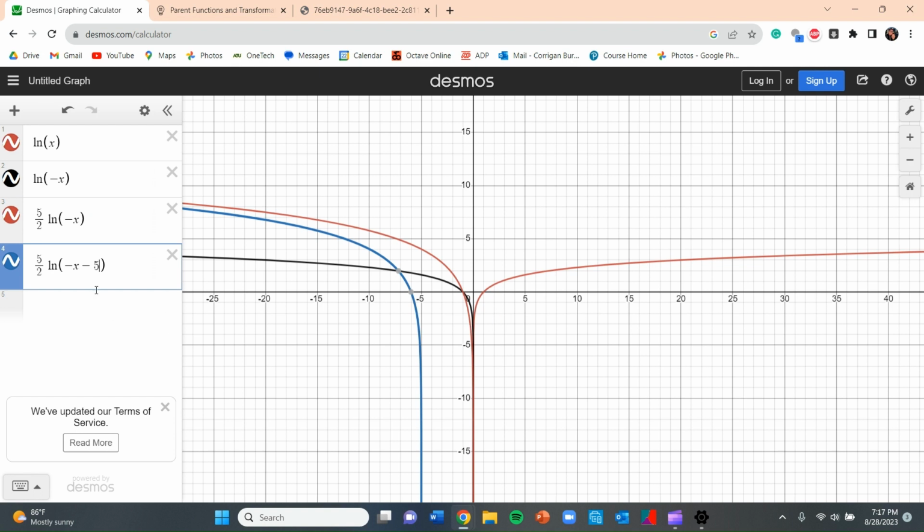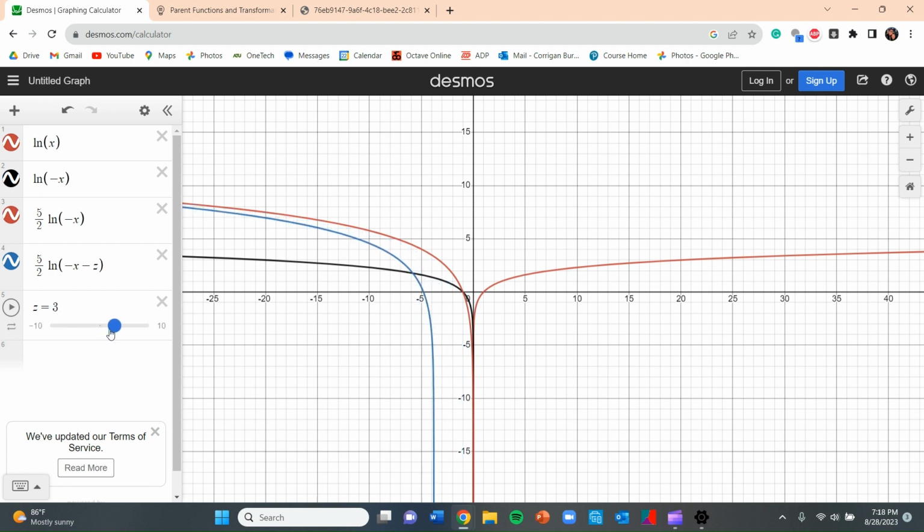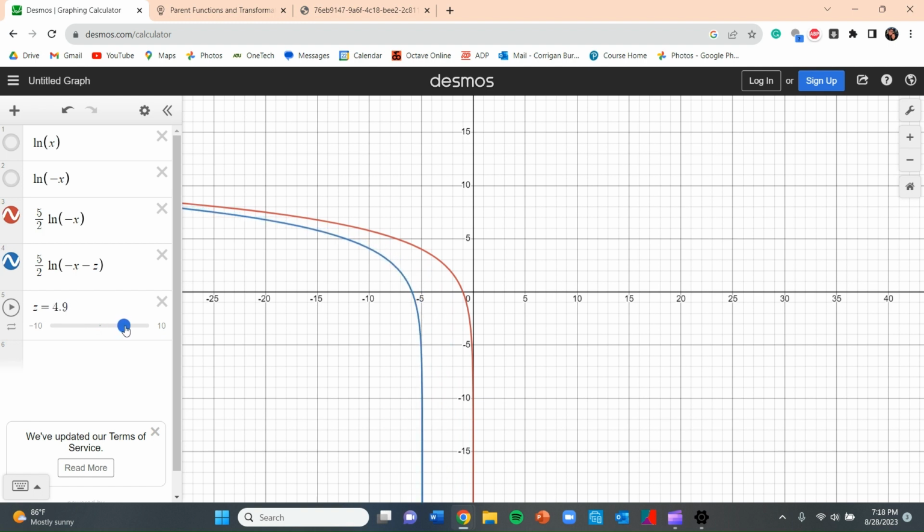And if you ever want to check this, there's a little trick with Desmos. You can put in another variable here, let's say z, and this little button will pop up, and you can have a slider in here. So you can see that as we change this z value, it's moving right and left. And so we're going to subtract 5, so I'm going to move it to 5. And we can see we've moved our previous function here from its location all the way over to the left 5.